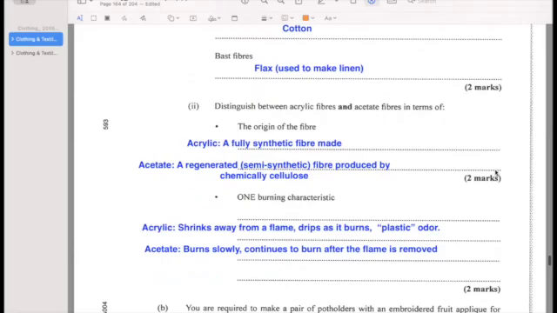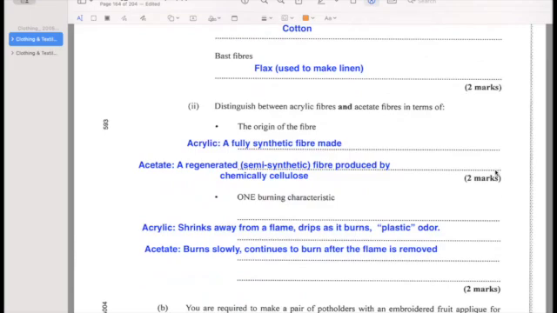Next question: distinguish between acrylic fiber and acetate fiber in terms of the origin of the fiber. So 1, acrylic fiber, right, is a fully synthetic fiber. So it's fully man-made, all right? Acetate is a regenerated, so a semi-synthetic fiber produced from chemically treated cellulose, right?